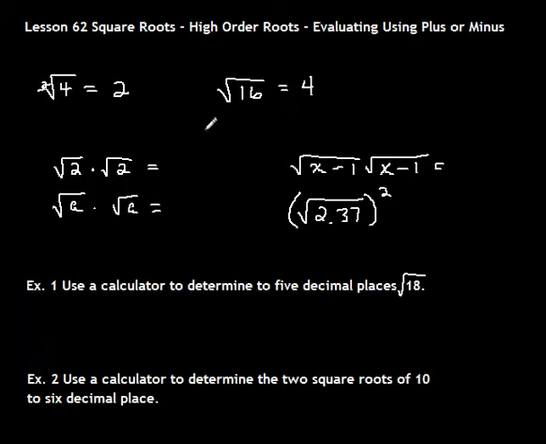There's also positive and negative square roots. Like if we had negative 2 times negative 2, it would also give us 4. And negative 4 times negative 4 will also give you 16. But we're going to be dealing with the positive roots unless it says otherwise.